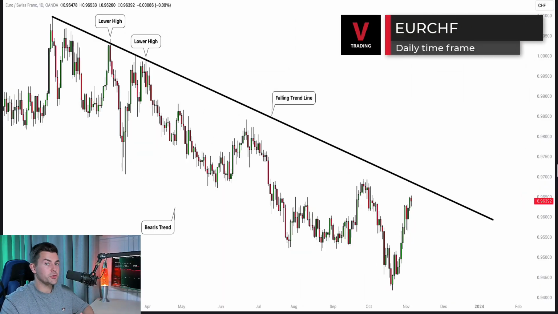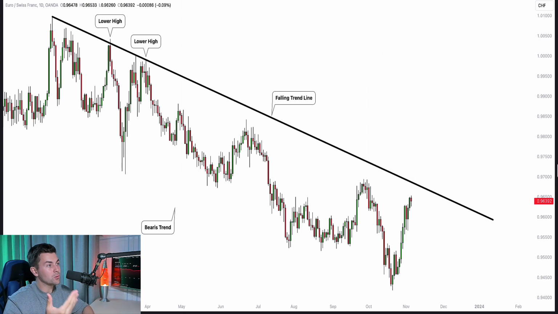Look at this major falling trend line on the euro Swiss pair on a daily. The market is trading in a strong bearish trend and lower highs perfectly respect that falling trend line that was respected by the market many times in the past. Obviously, for us, that trend line will provide a perfect point to sell the market from.